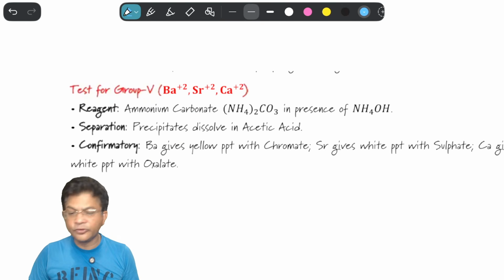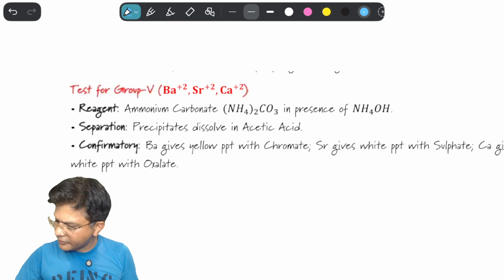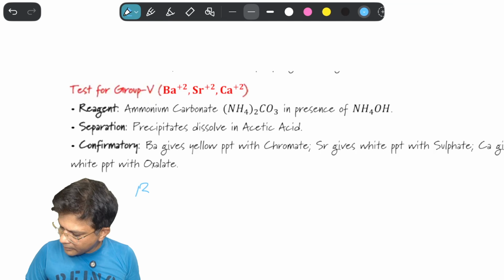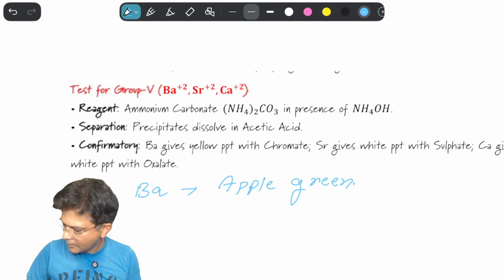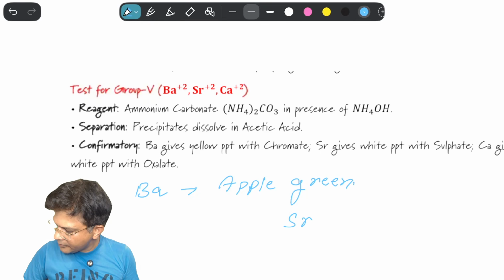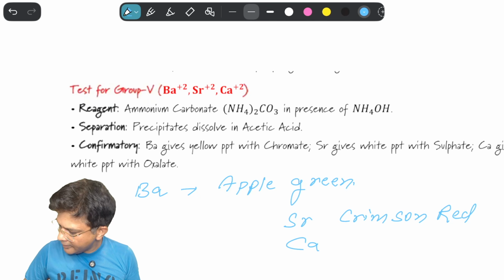Now, let's see barium, strontium and calcium. First of all, the flame test. Flame test: barium, apple green; strontium, crimson red; calcium, brick red.